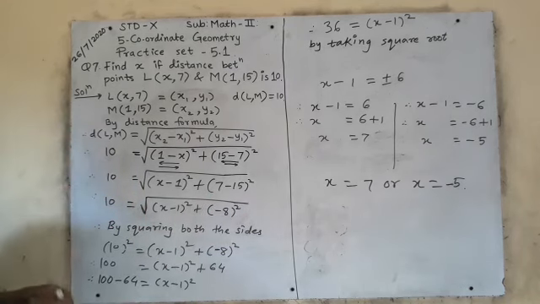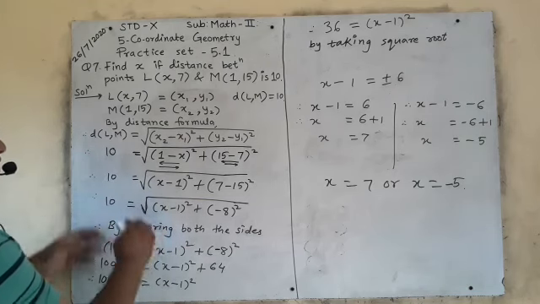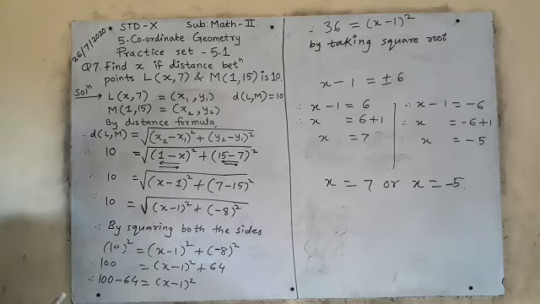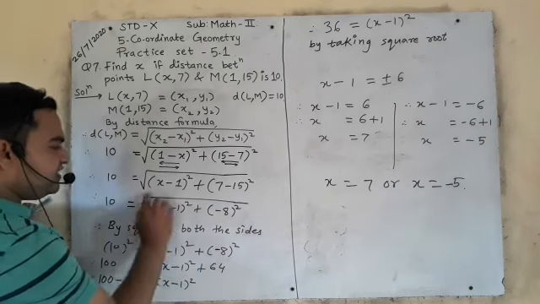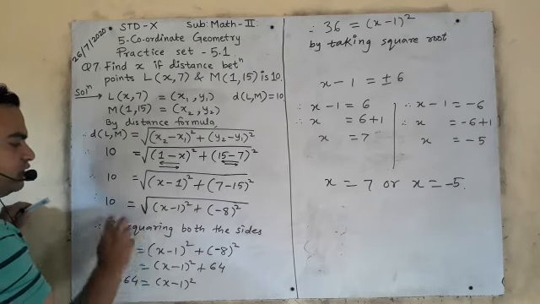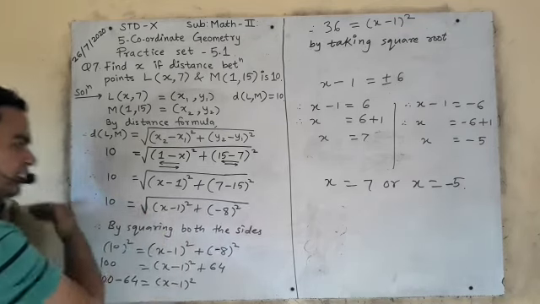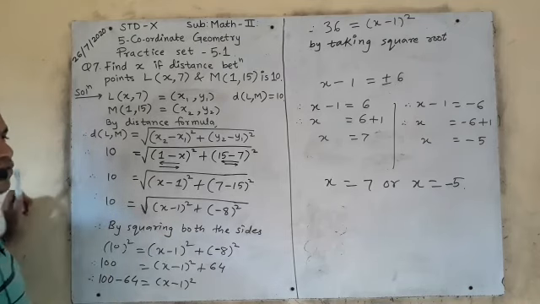Is it clear? Now we will do squaring on both sides. Now we have to square both sides. Why will we do it? To remove this square root. We have to remove this square root. Why will you do squaring on both sides, here and here? Because we have to remove this square root. We want to remove this, therefore we have to square.